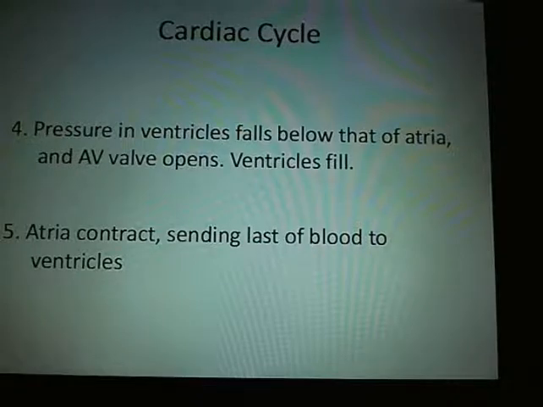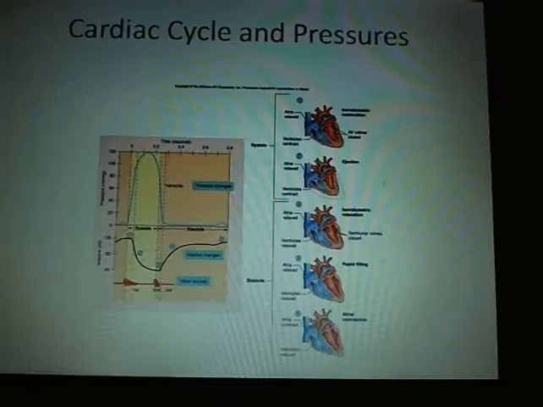The atria contract just at the last second, sending the last bit of blood. About 80% of the blood that is in the atrium will go simply by gravity into the ventricle, and the atria contract, sending that last about 20% of the blood into the ventricle. And at that point, the pressure in the ventricle builds up enough that it closes the valves and then opens the semilunar valves as the ventricles contract, and the blood goes out to the body through the aorta. And here is just a diagram of the cardiac cycle and pressure.